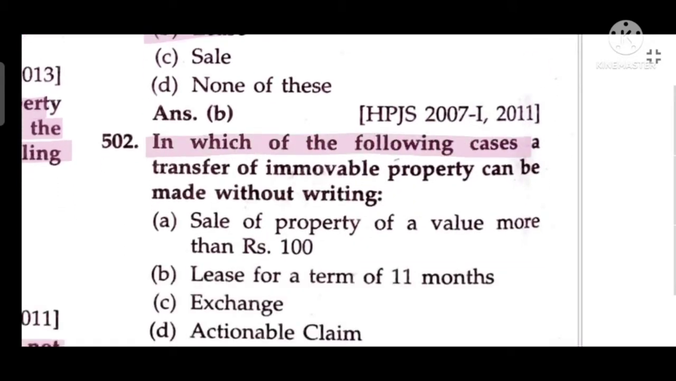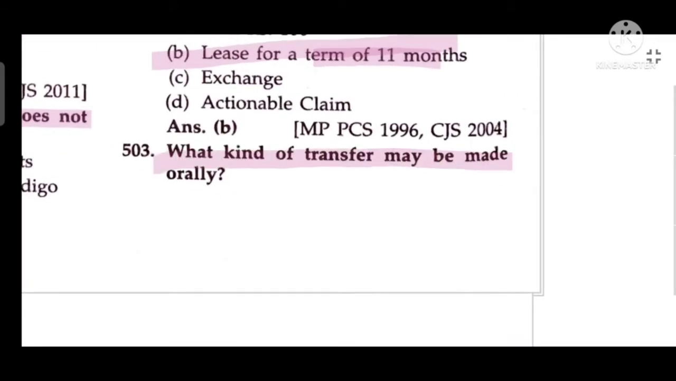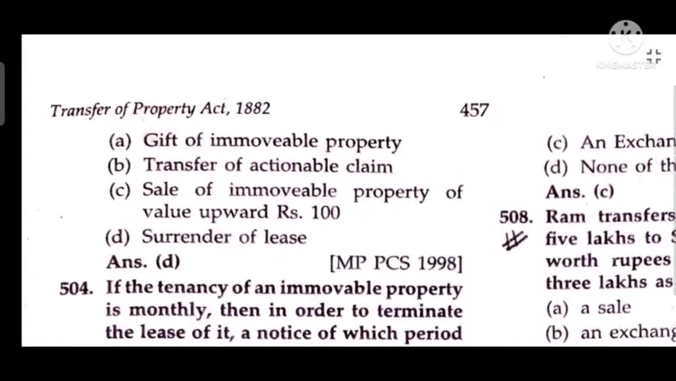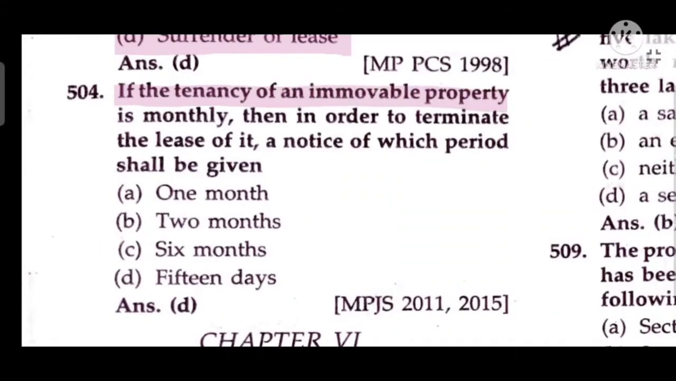In which one of the following cases can a transfer of immovable property be made without writing? Lease for a term of 11 months. What kind of transfer may be made orally? Surrender of lease. If the tenancy of an immovable property is monthly, then in order to terminate the lease, a notice of a period of 15 days shall be given.